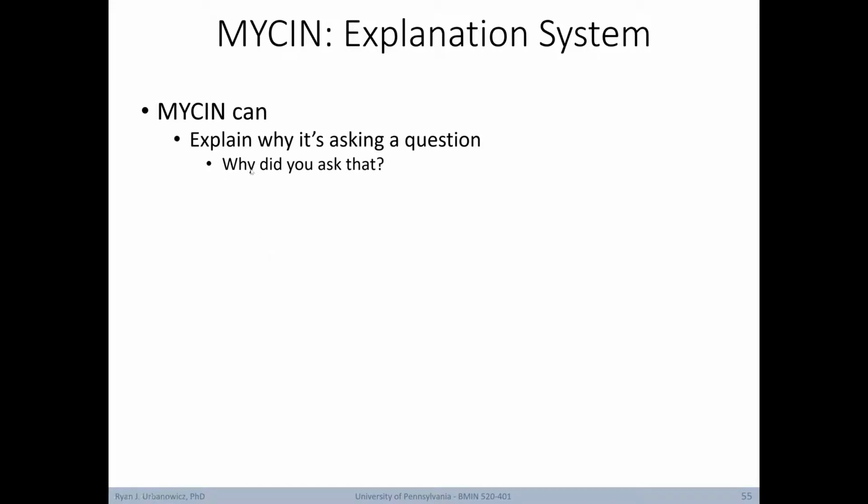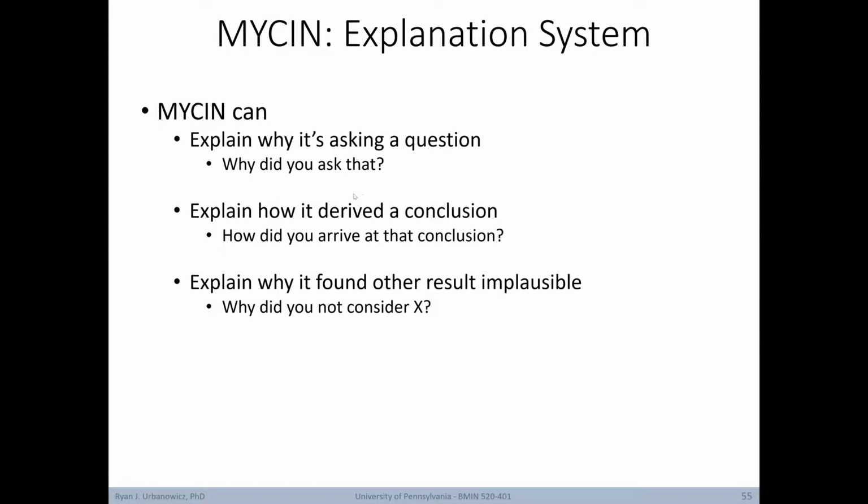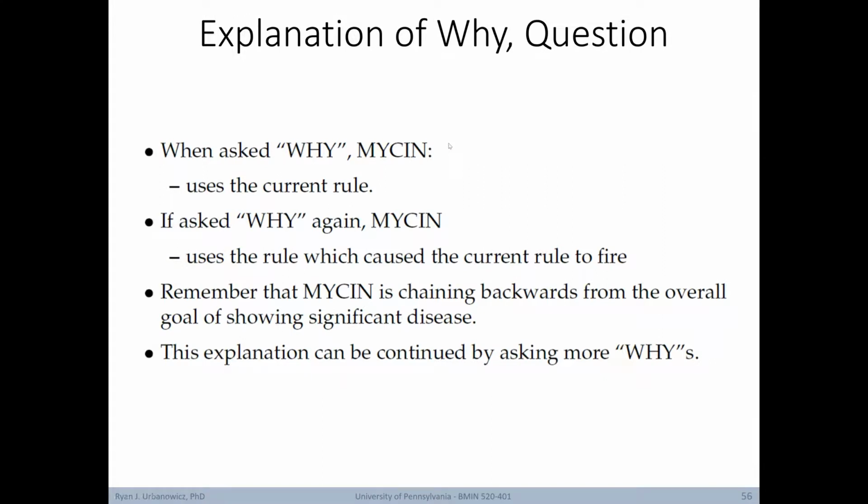MYCIN can explain why it's asking a question. It can also explain how it derived a conclusion, or explain why it found another result implausible. The explanation process is a tree traversal of the traced rules, where why moves up the tree and how moves down. So if at any moment the user asks why, the system tries to respond given the context of the current rule. However, if the user asks why a second time, the system will use the rule which caused the current rule to fire to try and answer this secondary why. Remember that MYCIN is primarily chaining backwards from the overall goal of showing significant disease. You can continue asking whys all the way down to the most basic facts.